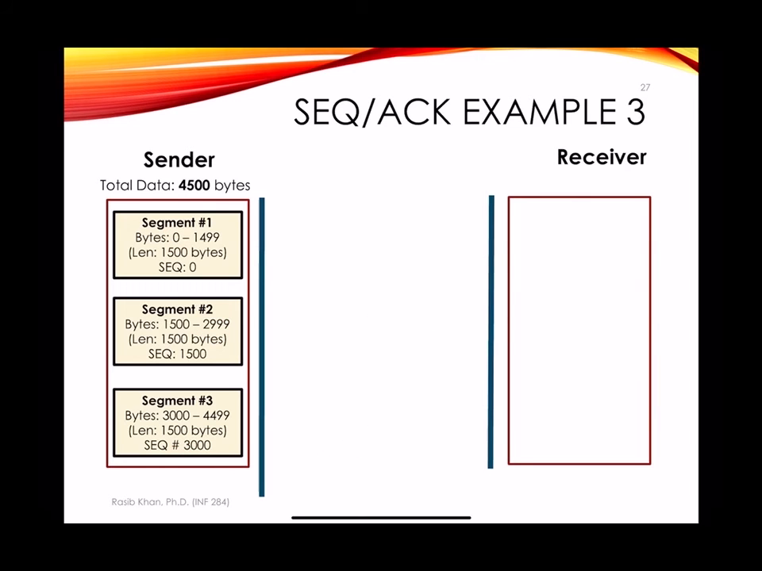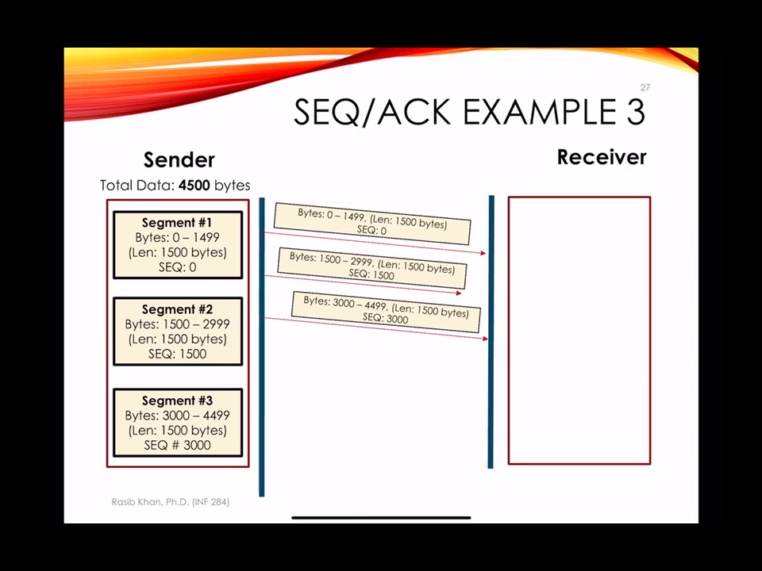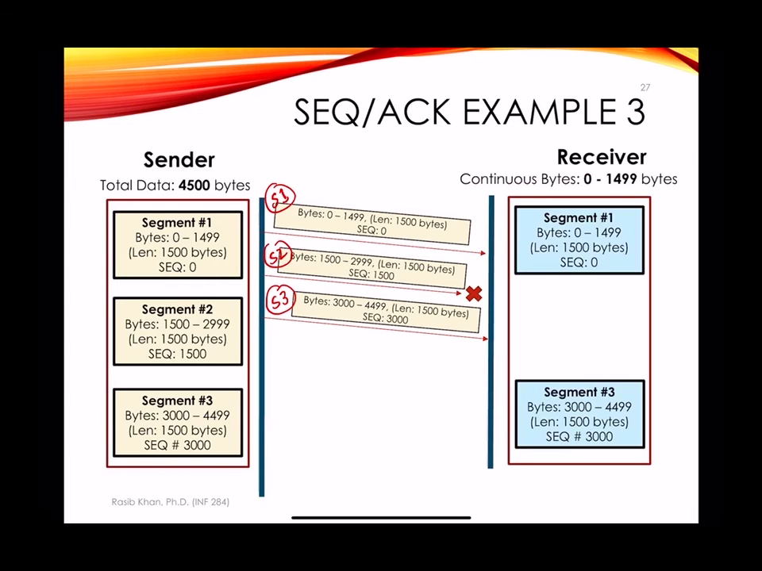So now let's go to example 3. The sender sends all the segments at the same time. So this is segment 1, segment 2, and segment 3. However, the receiver receives the first segment and the third segment, and the second segment is actually dropped on the way.